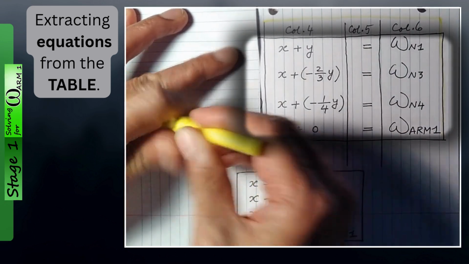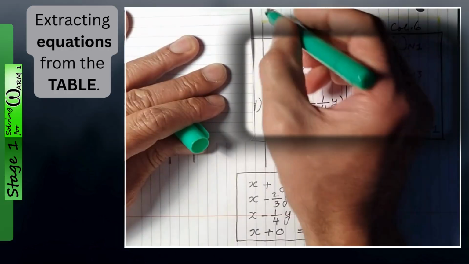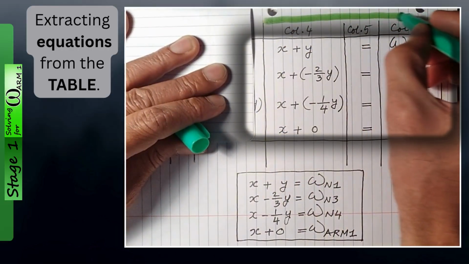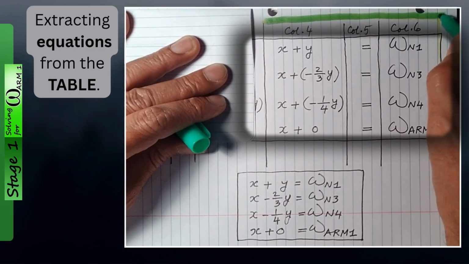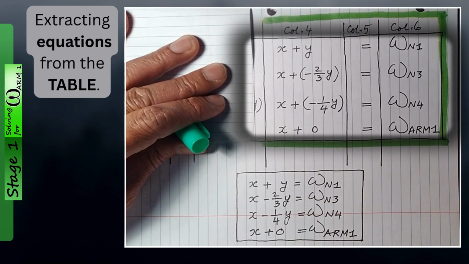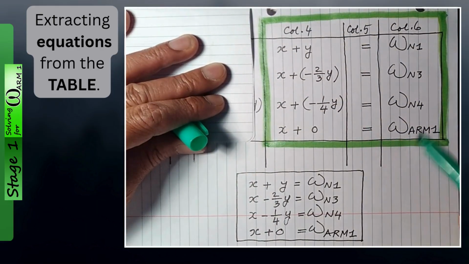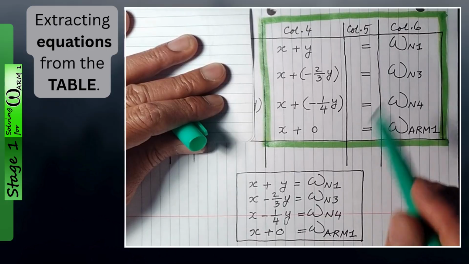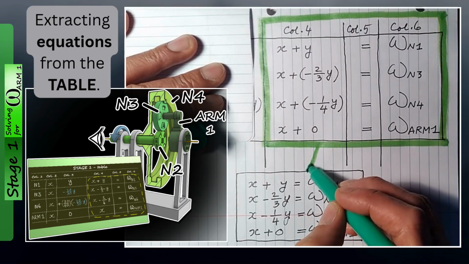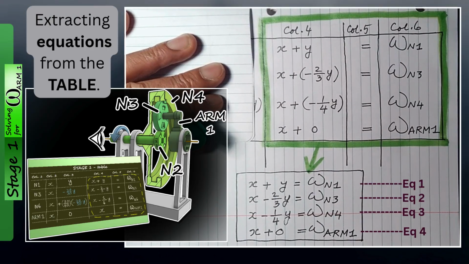Sorry, let me use a different color. So let's highlight columns 4, 5, and 6. So you'll find yourself looking at 4 equations. I've isolated the equations and brought them down here. And now we just have to solve for x and y.